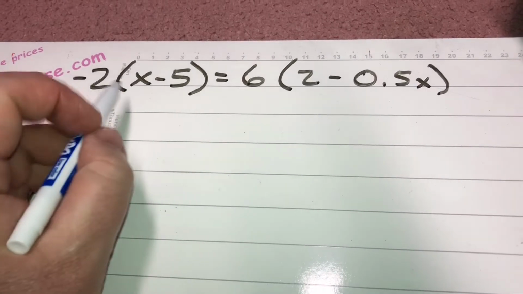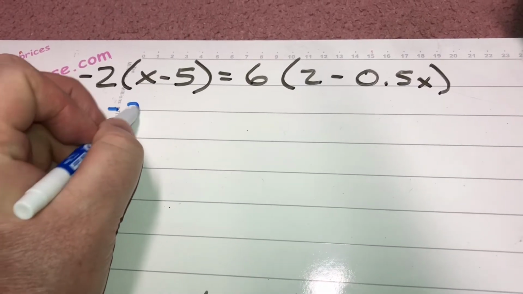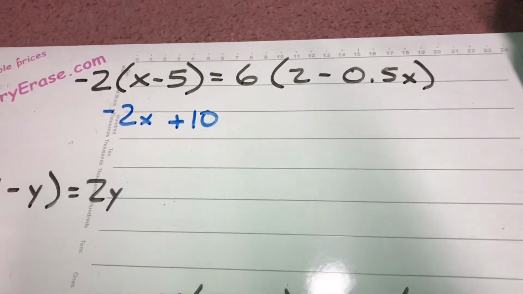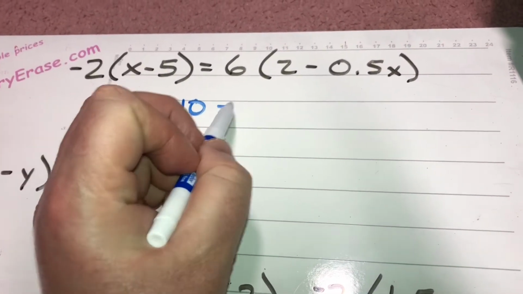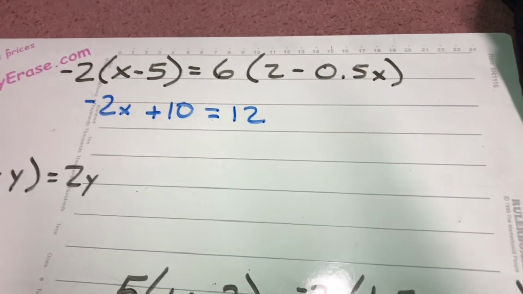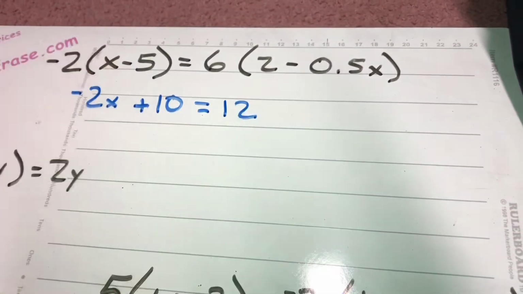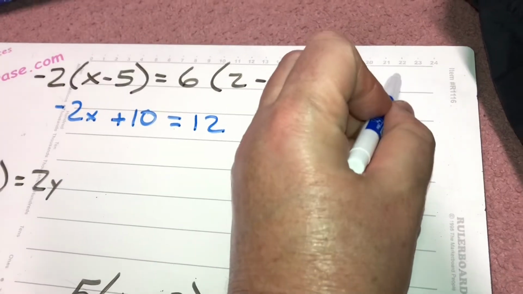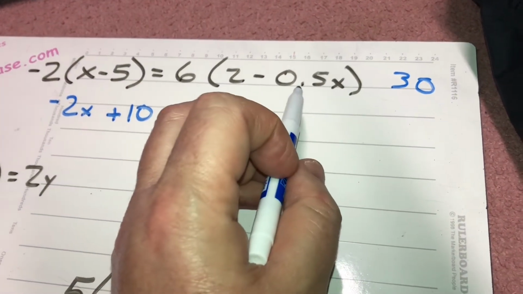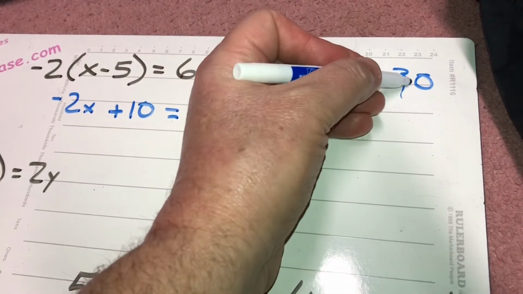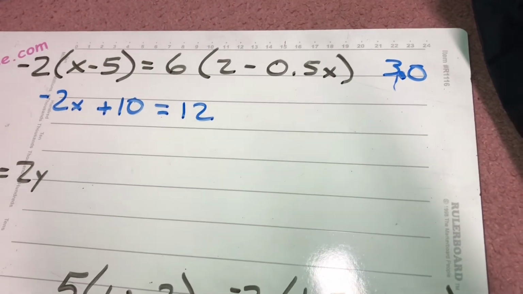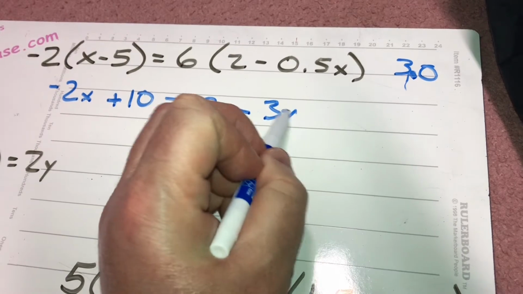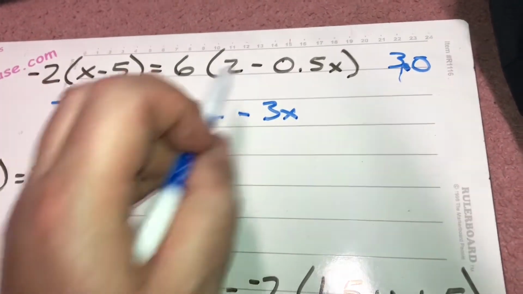Negative 2 times x is negative 2x. Negative 2 times negative 5 is a positive 10, because a negative times a negative is a positive. Then that's going to equal 6 times 2, which is 12. And then 6 times 0.5. 6 times 5 would be 30, but since there's one digit after the decimal, we put one digit after the decimal here, which means we end up with 3.0, or just 3. We're going to make that minus 3x because it's a negative number.